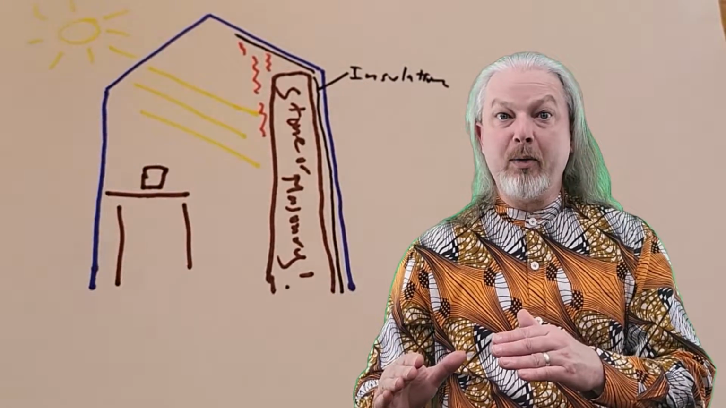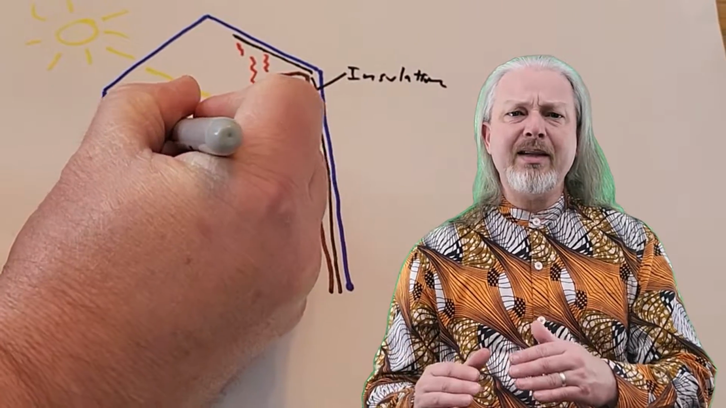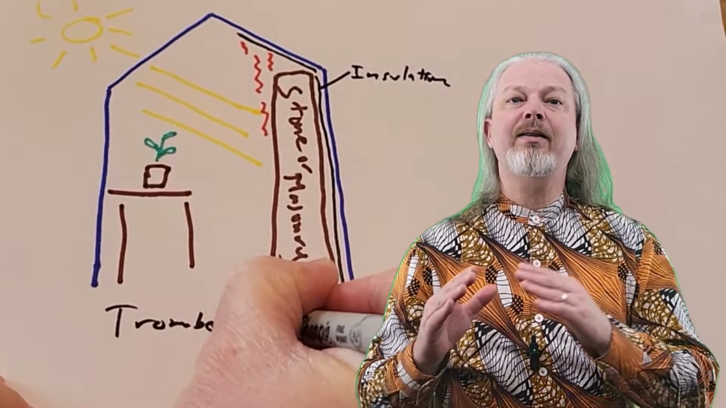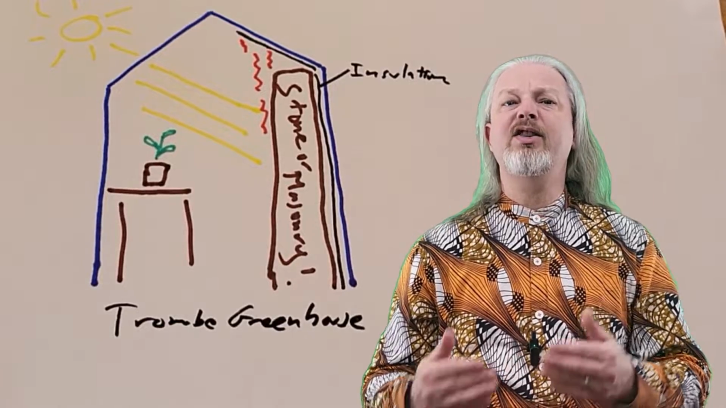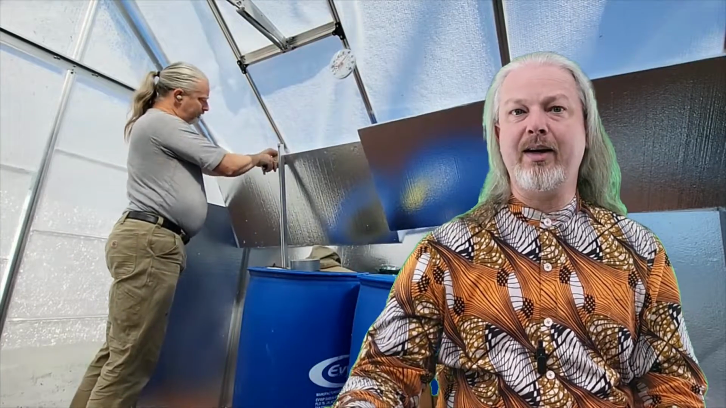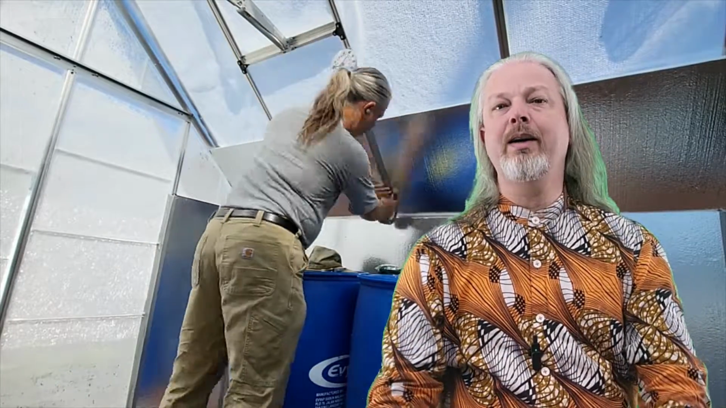Building a Trombe wall into a greenhouse is expensive and labor intensive, and most of us greenhouse growers ain't got time for that. Luckily, there is a cheap alternative, and that is to go ahead and insulate that south side or north side, the side away from the sun, insulate it, and then we just line it with barrels of water. Water is an amazing thermal mass.